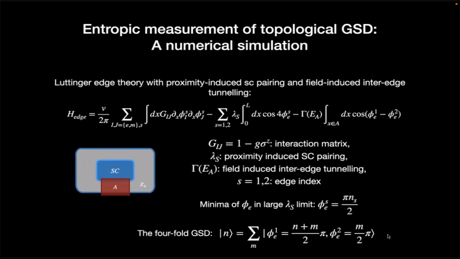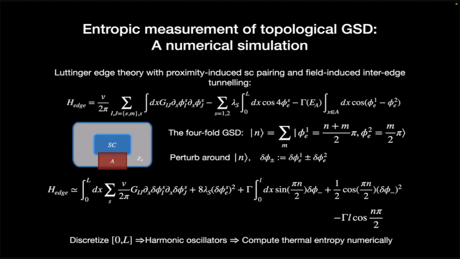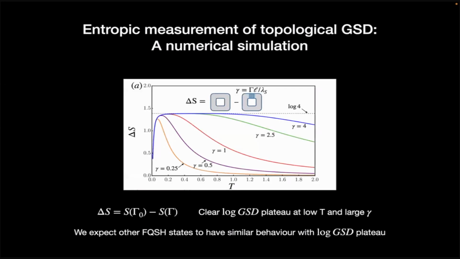So that this state has net zero charge. If we perturb above this ground state, and if we only keep terms up to quadratic order, then if we further discretize the circumference of this annulus, that is, the interval from 0 to A with periodic boundary condition, you can basically write this Hamiltonian as a collection of harmonic oscillators, which means we can compute the thermal entropy numerically. And so here is the result.